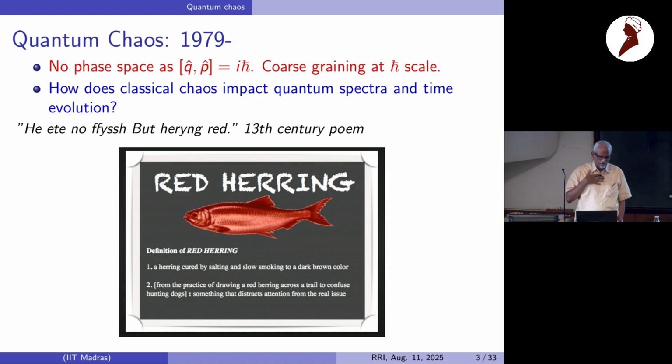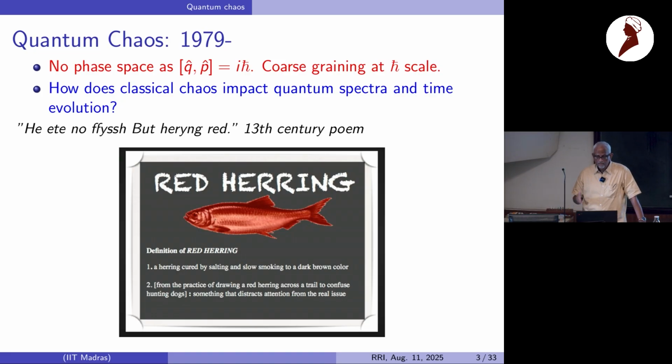Our favorite object that we have been looking at so far is unfortunately not there. We have some mysterious Hilbert space instead. There's no phase space because the canonical position and momentum don't commute, so you can't specify position and momentum. That's what they say. And there's i h bar, and therefore there is some coarse graining happening at an h bar scale.